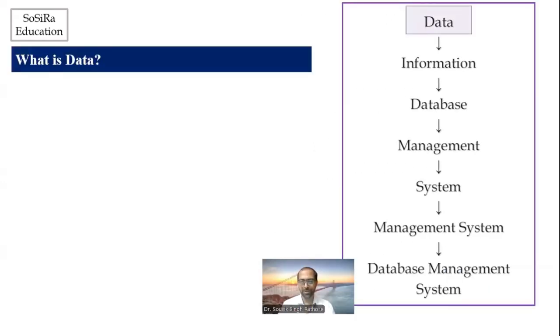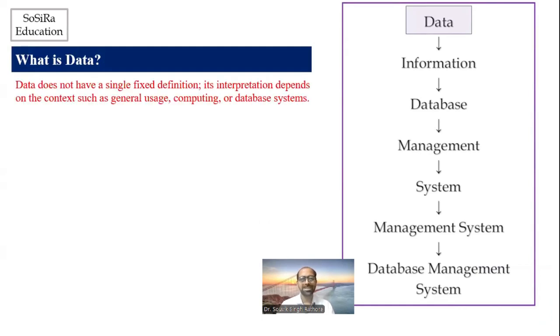Let's start with the word data. So what is data? Data does not have any single definition. Basically, its interpretation depends upon the context in which it is being used. So there can be general usage. Data has different meaning for computation. Data has different meaning for database. For machine learning, it may be your CSV file.